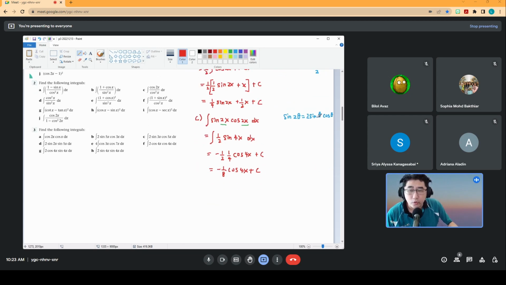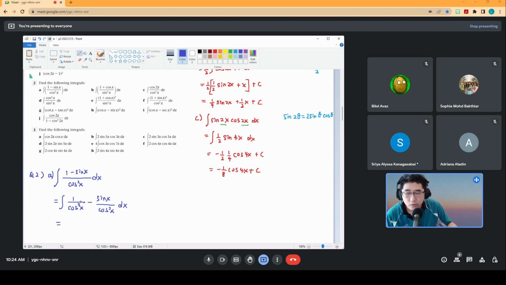So maybe I go for question 2. Question 2, let's look at A. Integrate of 1 minus sine x over cos square x. Since I have a common denominator, I separate them into 1 over cos square x minus sine x over cos square x.